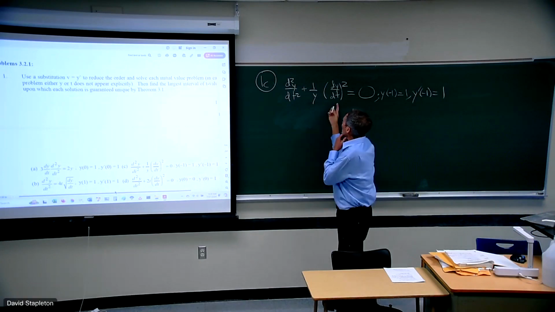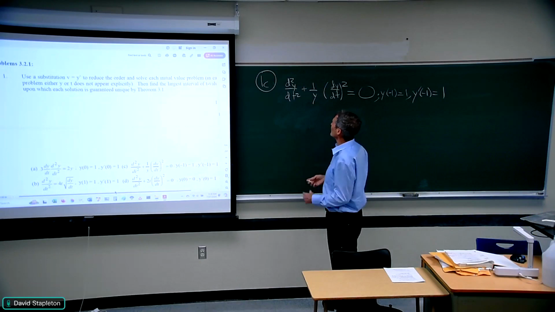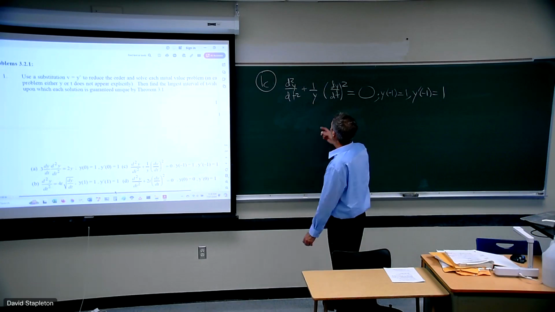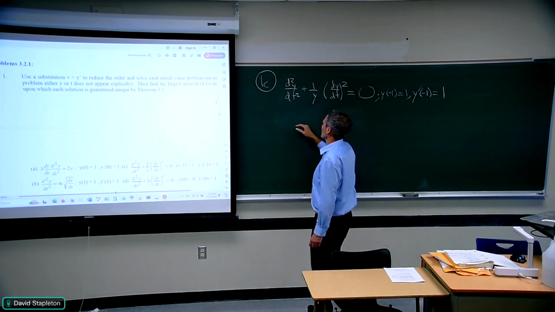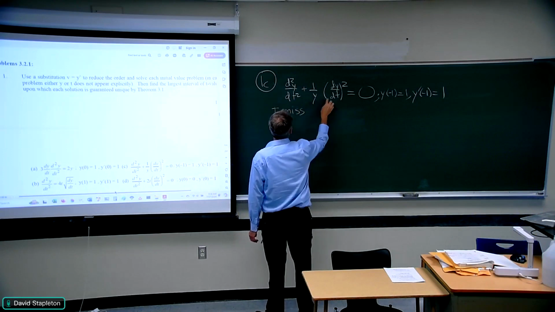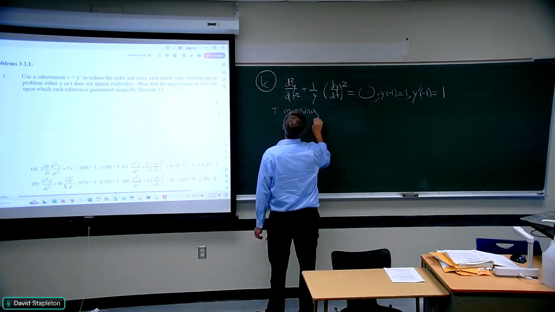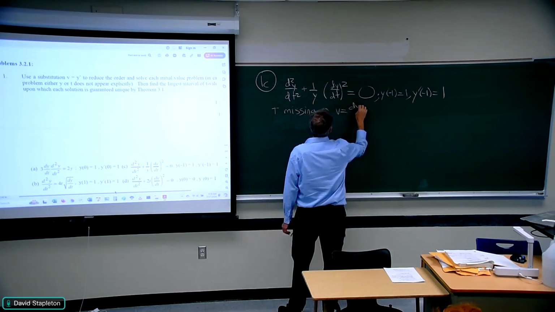So what do we do with this? We say, well, we don't have any techniques at all that we present in this class because they're so few and far between, except to try a substitution if t is missing or y is missing. Oh, t is missing. So since t is missing, it is not explicitly present, and certainly we're taking the derivative with respect to it. So we'll substitute v equals dy dt.